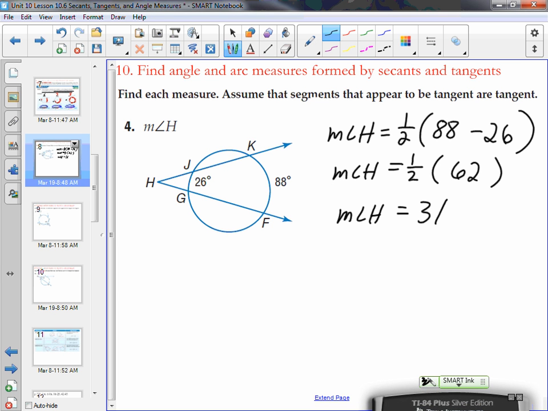Now, like we did with our first situation, we can move the unknown around, okay? So before we go on to another example, if I have this same setup, measure of angle H equals 1/2, 88 minus 26. Wouldn't I use that same equation if I already knew that and I didn't know that? Right? See what's going on? So your unknown can move around, but it's still set up the same way. The measure of the angle equals 1/2 the difference of the intercepted arcs.